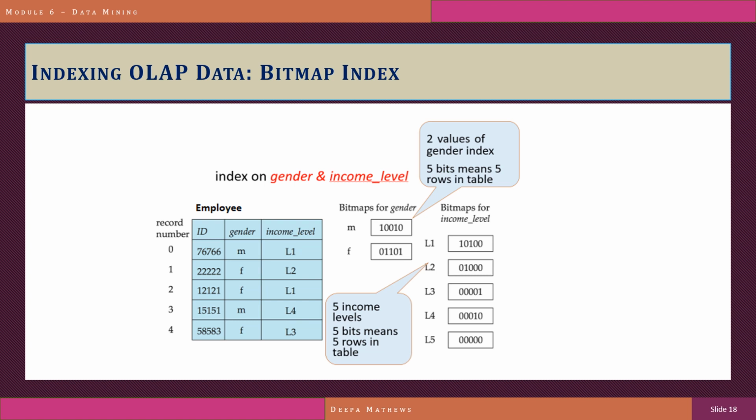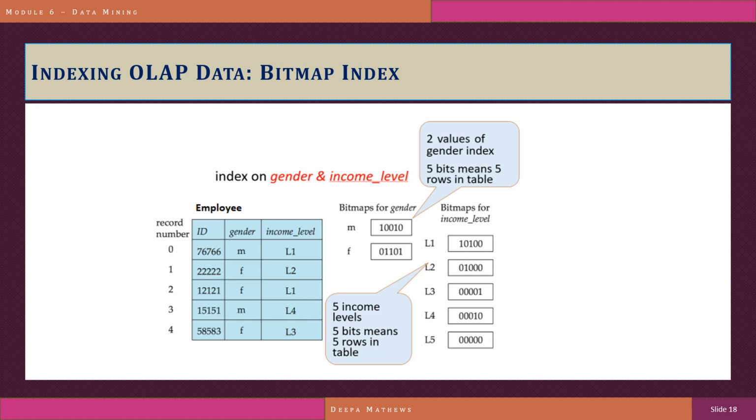And for record number 4, the gender is f, and so the corresponding value is set to 0. So for the value m, we got the 5 bits as 10010. These 5 bits mean that 5 rows are there in the table. Similarly, we can calculate the value of f.